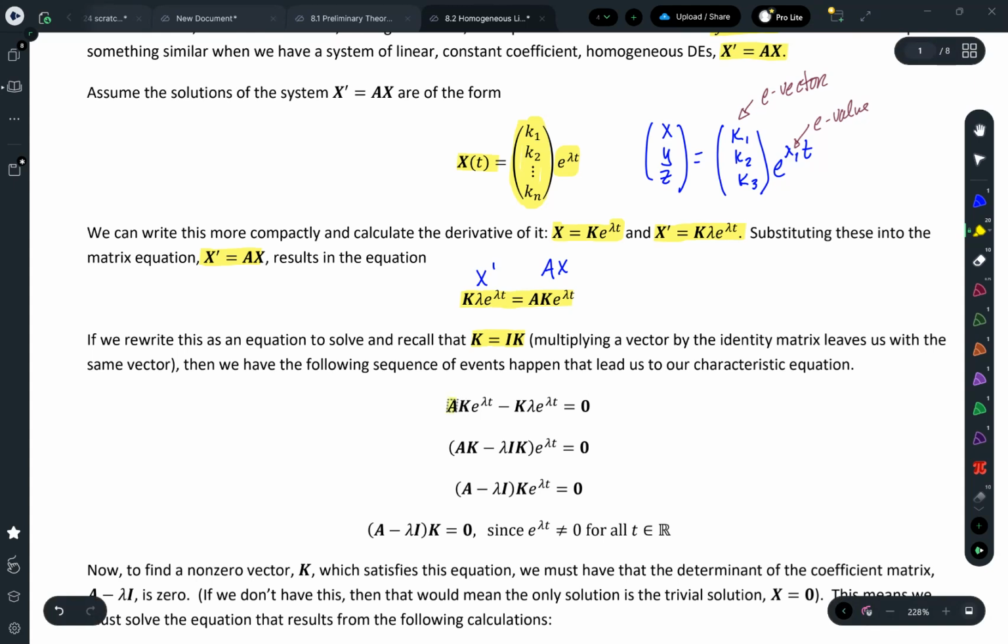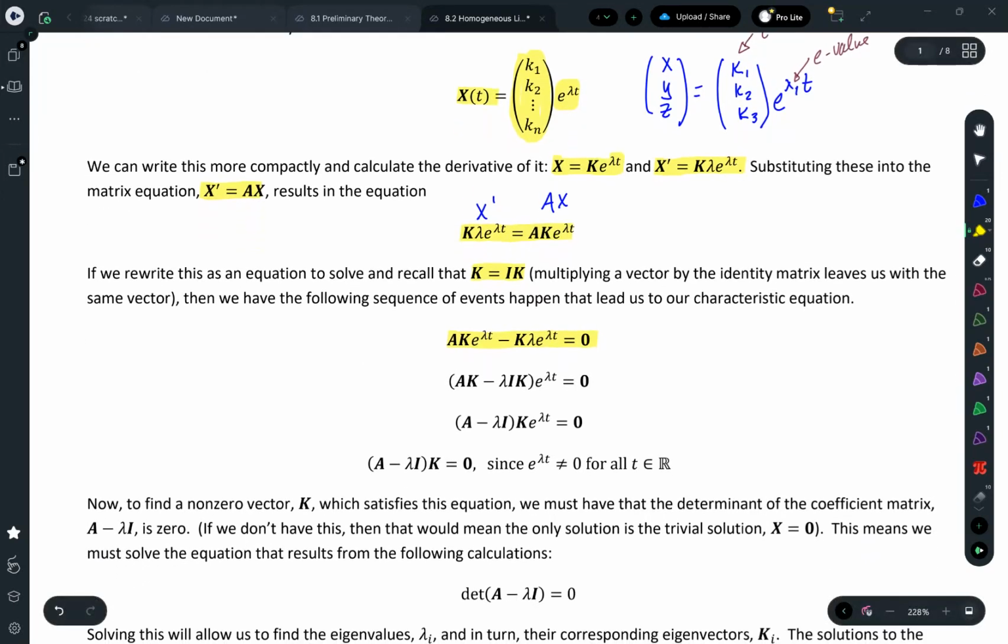First, we move the k lambda e to the lambda t to the same side of the equation as the Ak e to the lambda t, keeping the A side positive, and we set that equal to 0. Then notice that we could factor out an e to the lambda t from each of the terms because that's constant. So then we have in parentheses Ak minus lambda Ik. Now the k has been rewritten as Ik. All of that times e to the lambda t will equal 0. The thing with e to the lambda t is that it's never equal to 0 for any lambda value or t value.